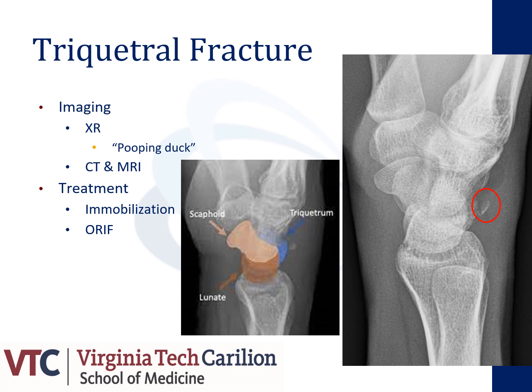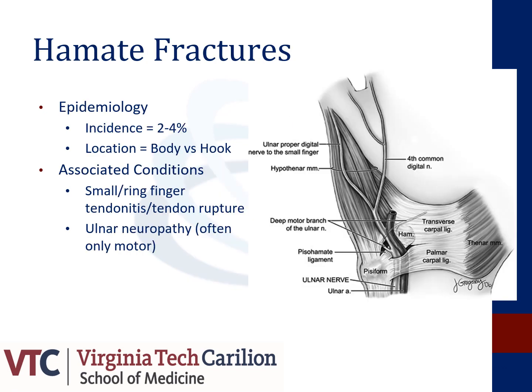Additional imaging you can obtain is either a CT if you're looking for further bony evaluation, or an MRI if you're looking at more soft tissue. Treatment options, most commonly it is immobilization in the form of a cast. However, if it's a larger fracture fragment or there's concern for associated instability, you can consider open reduction and internal fixation.